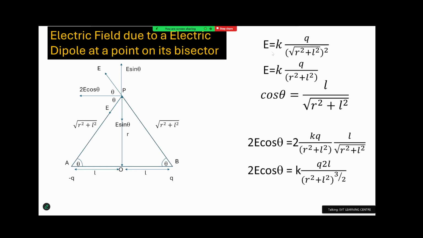Moving further, we will say that E is Q upon (R square plus L square) the whole square. So the root and square will go, and you will get this. Cos theta, if you say, is adjacent side upon hypotenuse, will come down to this. So 2E cos theta, we put the value and we will get 2E cos theta as KQ 2L R upon (R square plus L square) raised to 3 by 2. Remember, Q into 2L will be P.